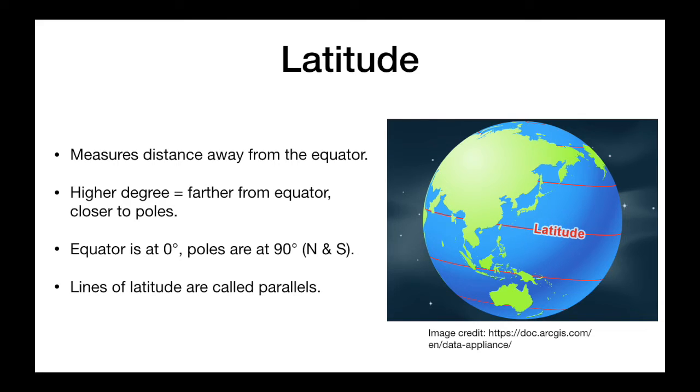So the way that we measure that is in degrees. Equator is at 0 degrees, and then both of the poles are at 90 degrees. So the North Pole would be at 90 degrees north, the South Pole is at 90 degrees south. And those invisible lines that wrap around the globe are called parallels. So if you hear somebody mention the 30th parallel north, that means you are 30 degrees north of the equator.